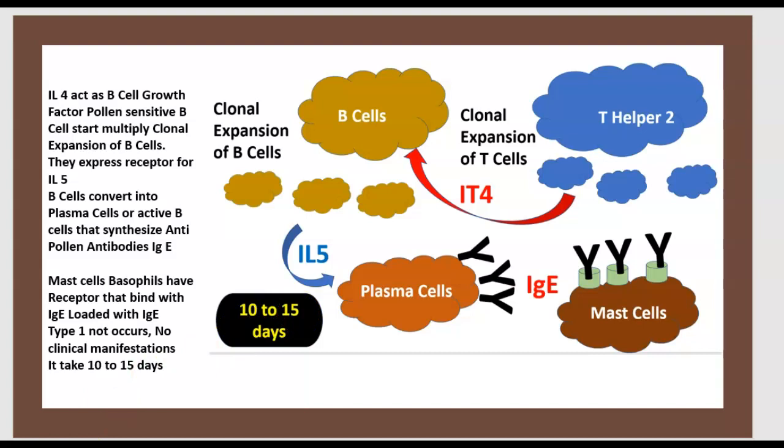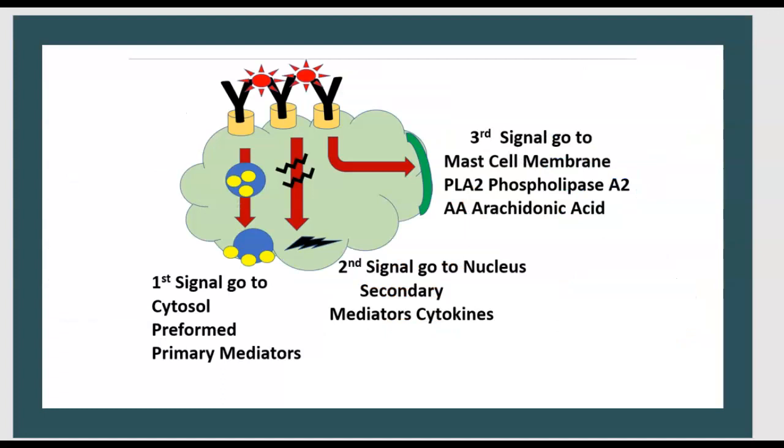Until now, all the phenomenon is silent. There is no symptom until now. If the patient is in touch with antigen for a second time, there are 3 signals that occur. The first signal go to cytosol preformed primary mediator. The second signal lead to mediator cytokine, and the third signal lead to mast cell membrane to produce phospholipase A2 and arachidonic acid.